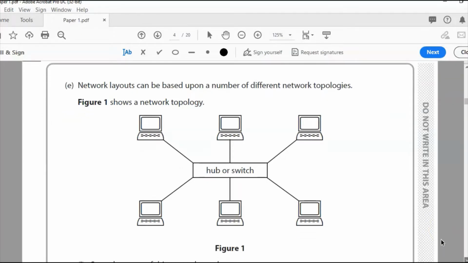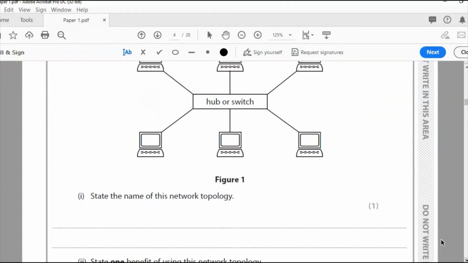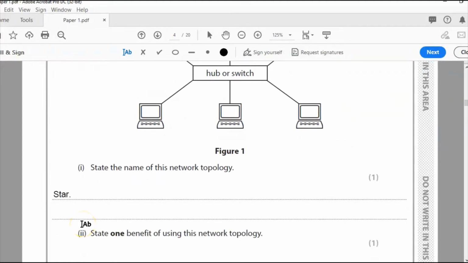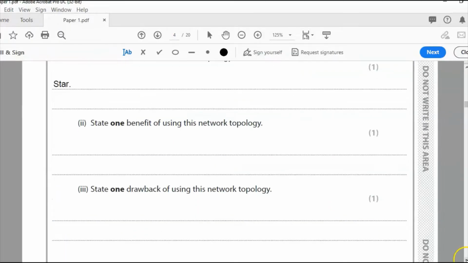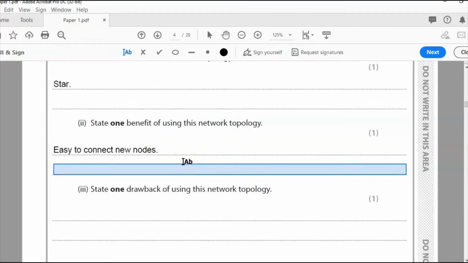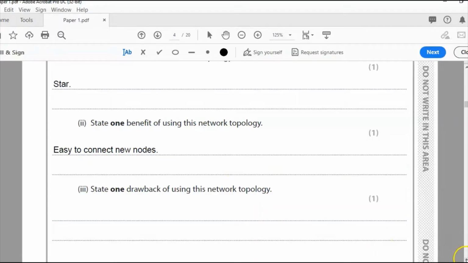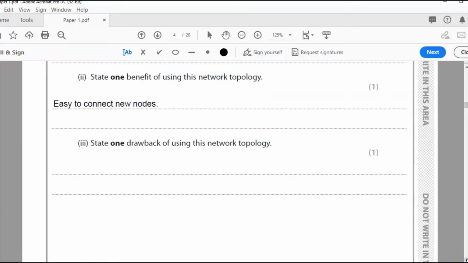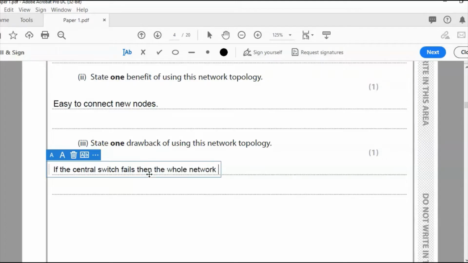E. Network layouts can be based on a number of different network topologies. Figure 1 shows the network topology. State the name of this topology. It is, of course, a star. State 1 benefit of using the star topology. Main benefit, easy to connect new nodes. Just 1 mark there, so not writing a lot. It's easy to connect 1 node. Drawback of using this topology. Well, if the central switch or hub fails, then the whole network goes down. The whole network stops working.